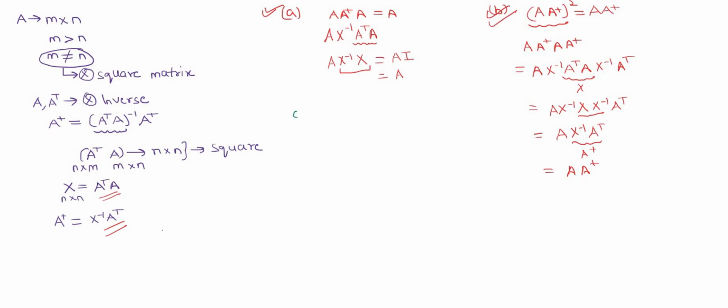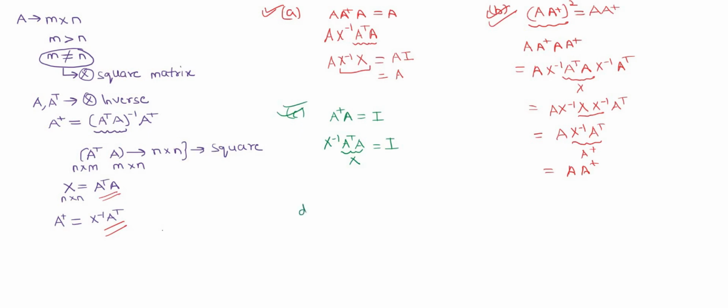Now the next option is A plus A is equal to identity matrix. Now what is A plus? It is X inverse A transpose into A. What is A transpose into A? It is X, so X inverse X will be equal to identity matrix I. So this option is also correct.